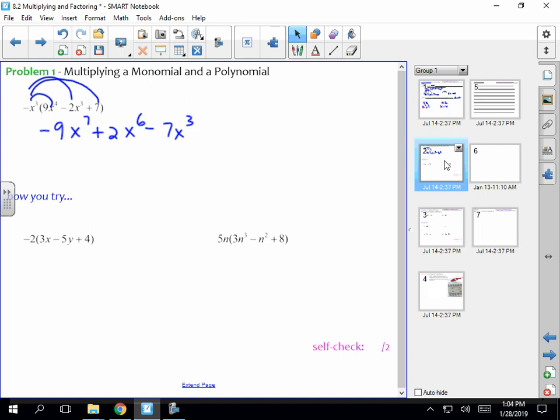Okay, well, let's go ahead and try this. Try this one right here. Just try it right now. Go ahead and do the distribution. Write down the 3 terms that you should get.